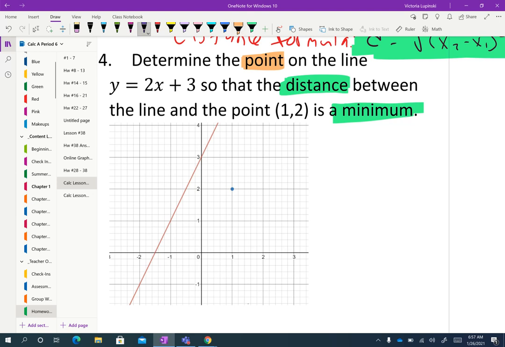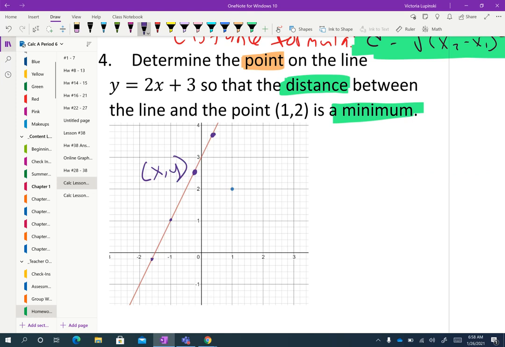So again, think about what that's saying. They're saying that there's a point on the line, x, y, and it could be this one, or it could be this one, or this one, literally any point on the line. We don't know which one it is. That's exactly what we're trying to calculate. So we're just going to choose any random point on the line to start, and we're going to call that point x, y.